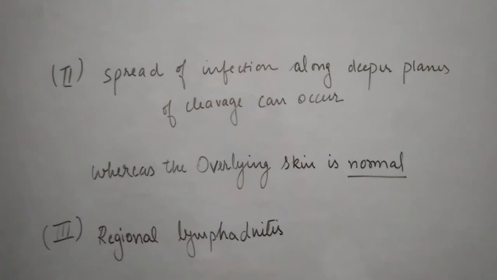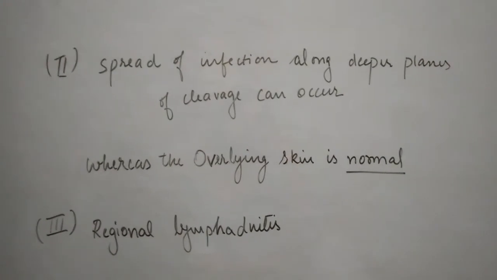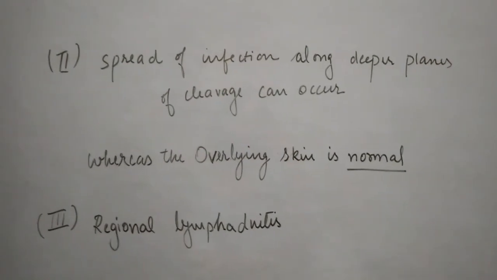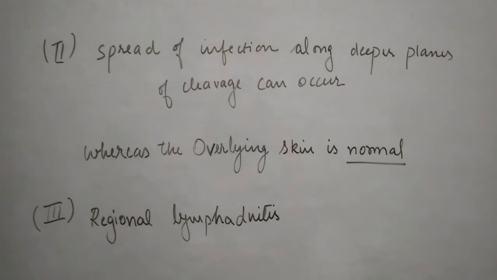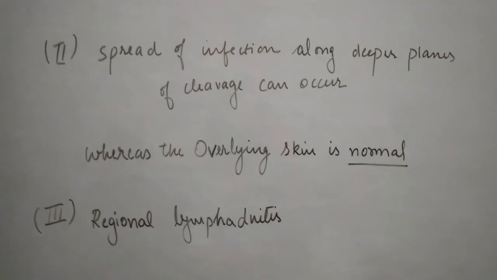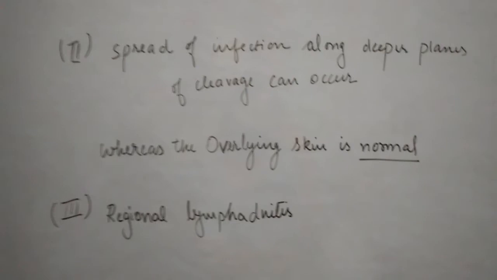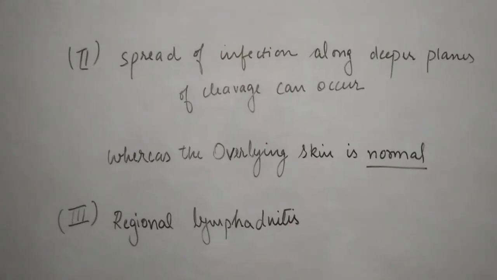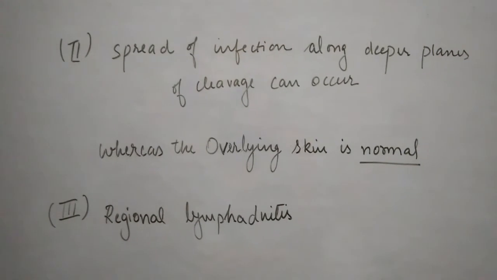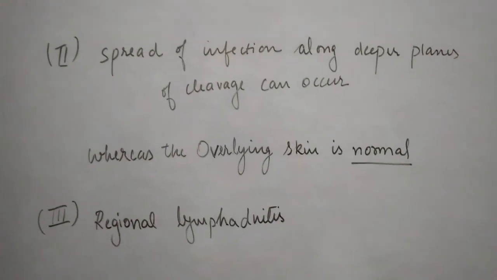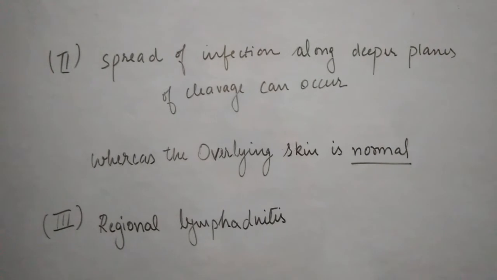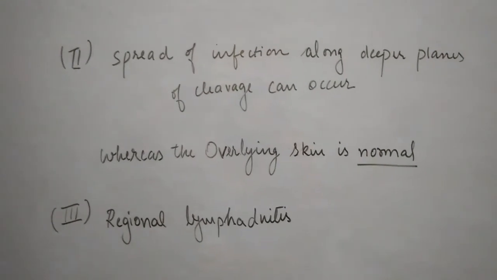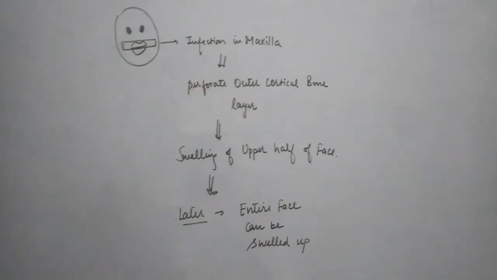Secondly, the spread of infection can occur along the deeper planes of cleavage, but the overlying skin may be normal. So no such differentiation can be marked, but the infection can go deeper and deeper. Along with this, regional lymphadenitis is also present.